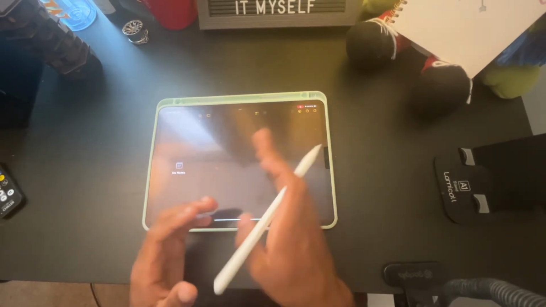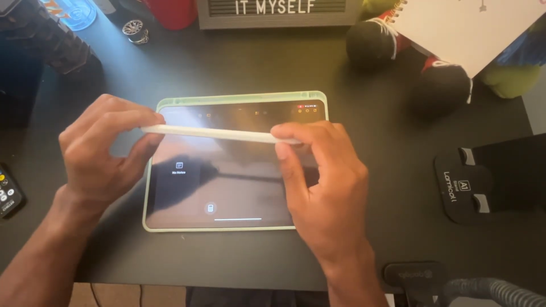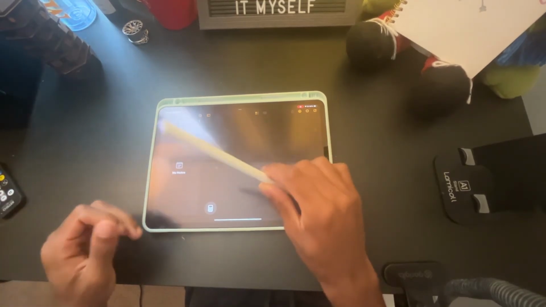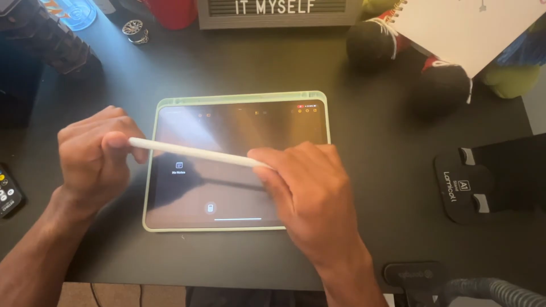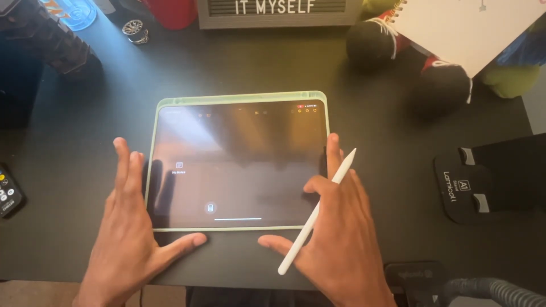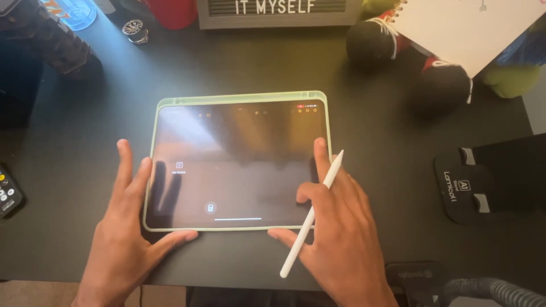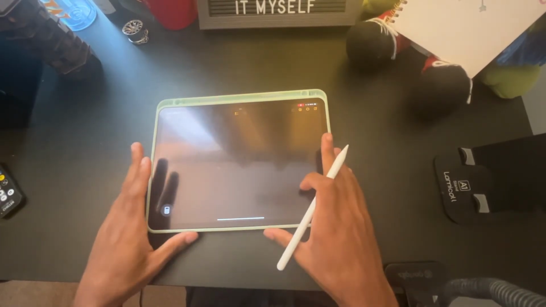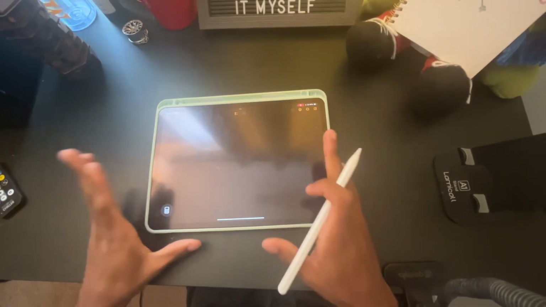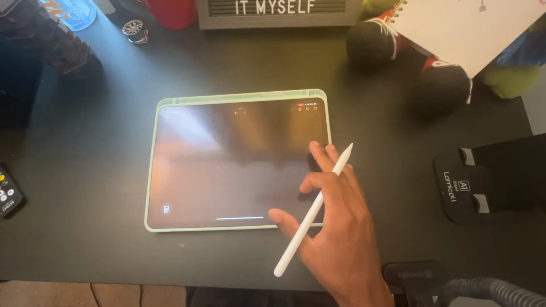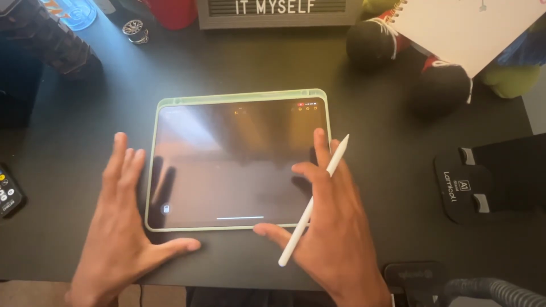Little disclaimer, I do not have an Apple Pencil. This may look like an Apple Pencil, but this is a $20 pencil off of Amazon. It works just well, but there's some stuff I can't do, so take that into account. And this is a 2018 iPad Pro, so it's going to be maybe a little slower than the new iPad with the M4 chip or even the M1 or M2 chips.